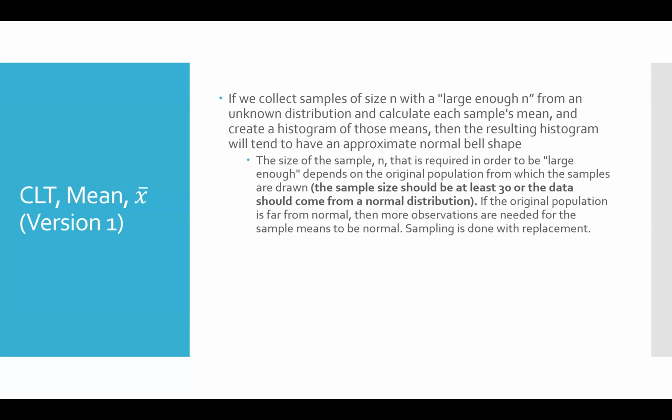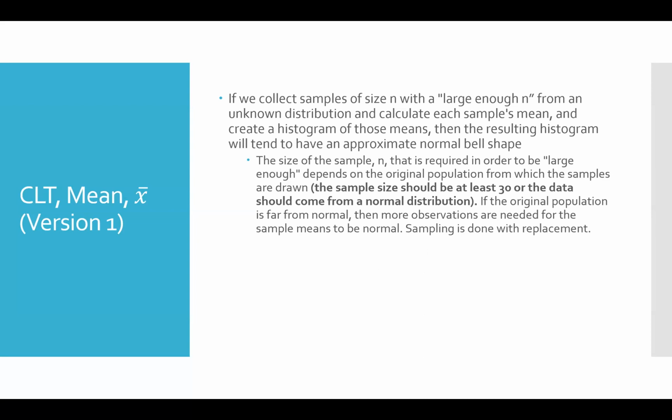Again, we tend to say it needs to be 30 or more, okay? Or you have to know that your data comes from a normal distribution originally. If your population is very, very different from being a normal bell-shaped symmetric distribution, then we may need more than 30.